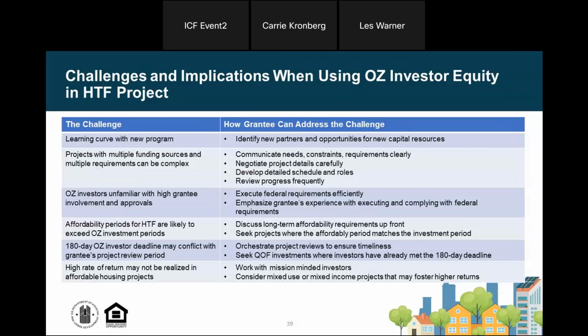And then lastly, a high rate of return may not be realized in affordable housing projects. They're stable typically, but you might not produce the highest capital gain on themselves. So grantees may want to focus on mission-minded investors for projects that are 100% affordable. And then they may consider funding mixed use or mixed income projects that have the potential to foster higher returns if they're looking to attract more profit motivated investors.